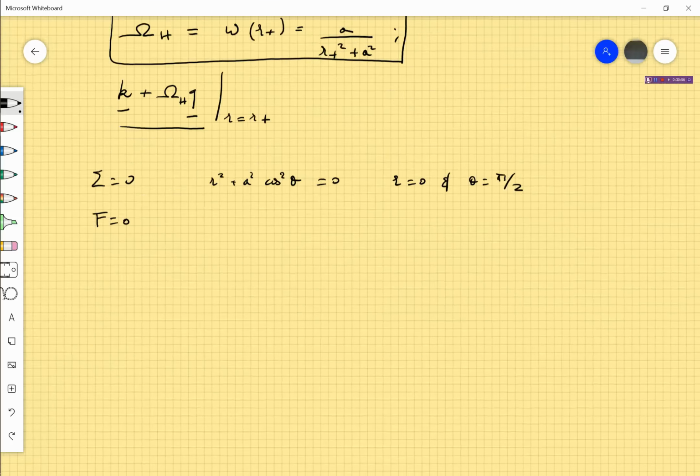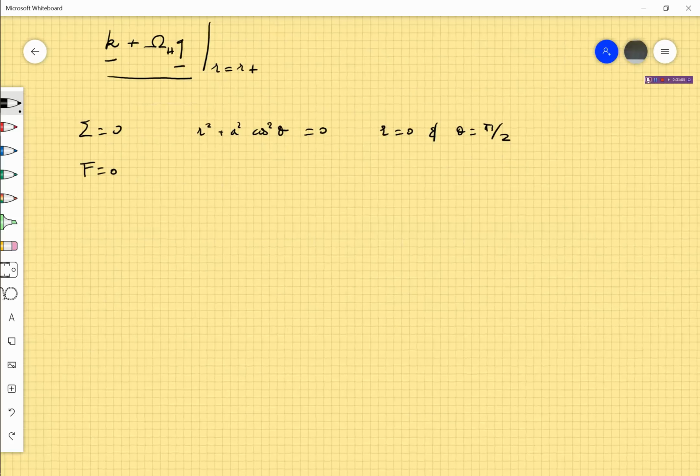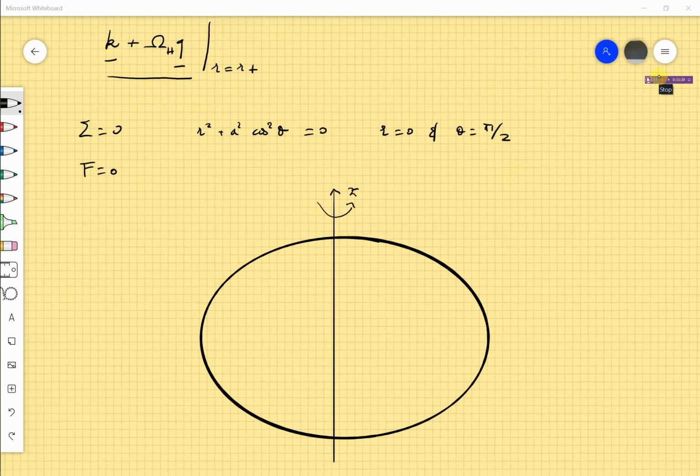We can already draw a diagram of more or less what this space-time is like, given my drawing power, so I'll try to do it as best as I can. This is the axis of symmetry and also pointing in the direction of the angular momentum of the rotation, so rotation takes place in this direction. This represents the event horizon r plus. This represents the Cauchy horizon r minus.